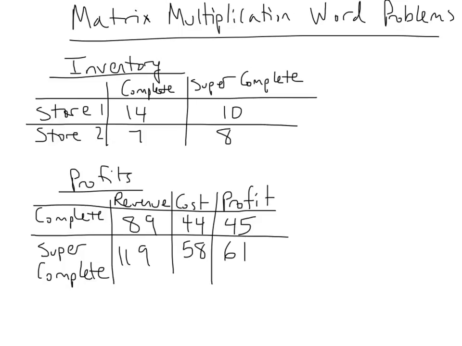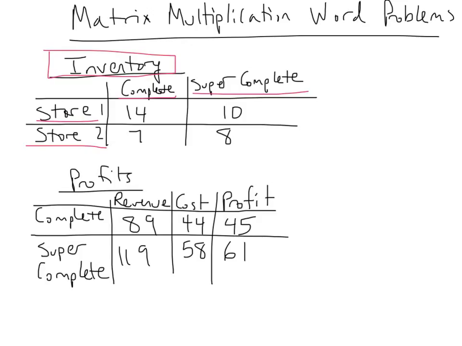The first table right here, the inventory table, tells us what we have in our two different stores. First of all, I should say we're dealing with skateboard sales here. So apparently in skateboard sales we have two types of models, the complete and the super complete model. And we can see that we've got two different stores. And this data table tells us how many of each type of skateboard setup we have in each store.